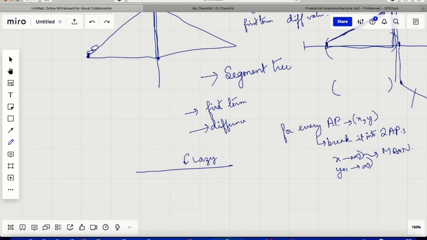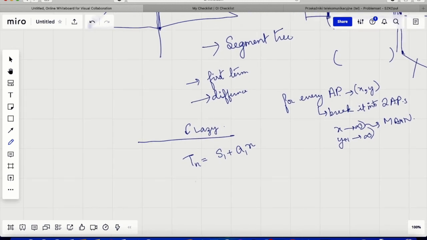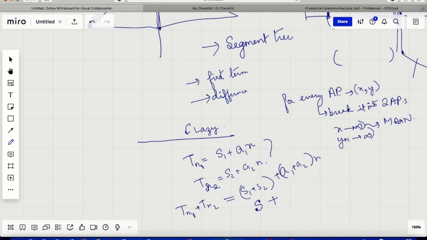Let's say there is an AP of S1 plus A1n, which gives the term Tn for the first AP, and there is a second AP which is S2 plus A2n. If we want to find the sum of Tn, let me call this Tn1 and let me call this Tn2. If we want to find the sum of Tn1 plus Tn2, all we have to do is S1 plus S2. So this becomes our new S, plus we have to do A1 plus A2, right? We are just adding these two equations here.